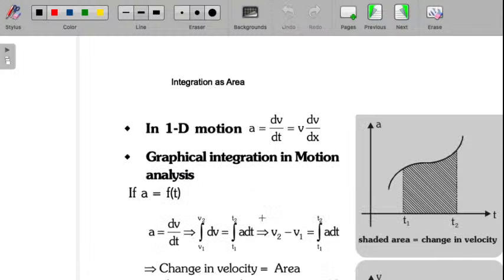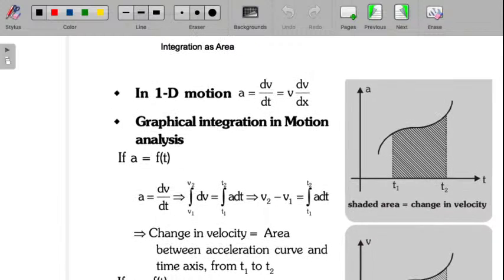Now let's go to the integration. How can we understand integration? Integration is basically the reverse of differentials. So if I have dv by dt as a and dx by dt as b, the same things in the reverse order would be your integration.